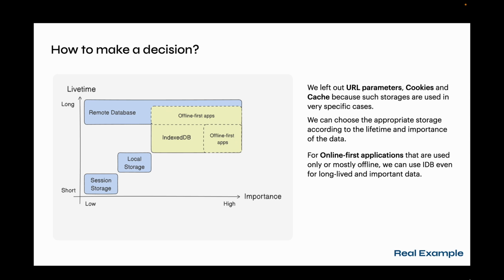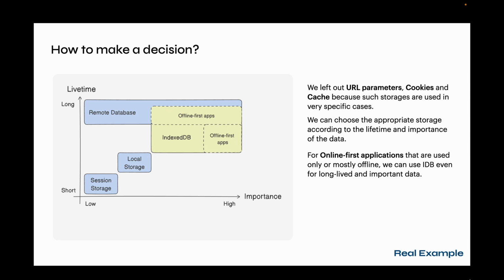We have omitted the URL, cookies, and cache because these storages are used in very specific cases. We can choose the appropriate storage depending on the lifetime and importance of the data. For short-lived and not very important data, we can choose session storage. For long-lived data, we should prefer a database because any client-side storage is not very reliable.